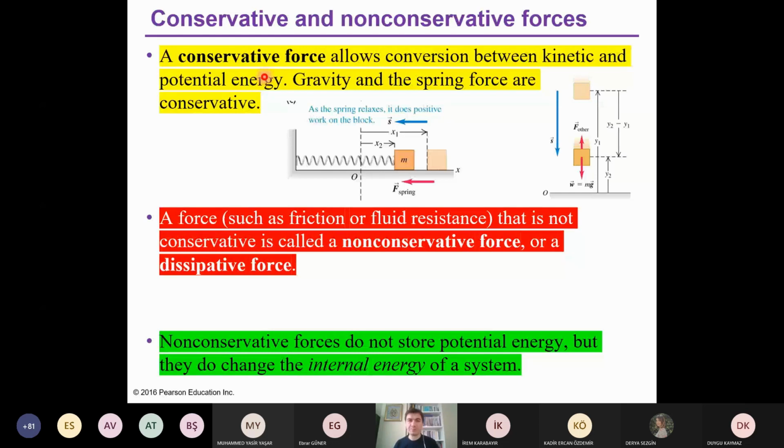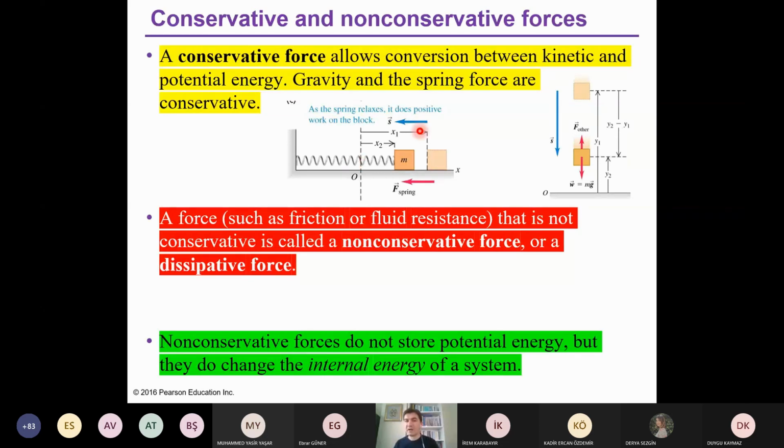Look at this one, spring force. Let's consider that the spring is staying here. We store potential energy. Okay, now at this initial position, we stored potential energy in the spring. And then when we release this one, this stored potential energy is converted to the kinetic energy. Okay, now this mass is moving with some certain velocity. Then this spring force allows us a conversion between kinetic and potential energy.